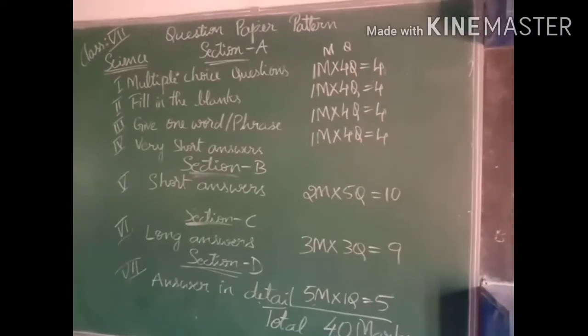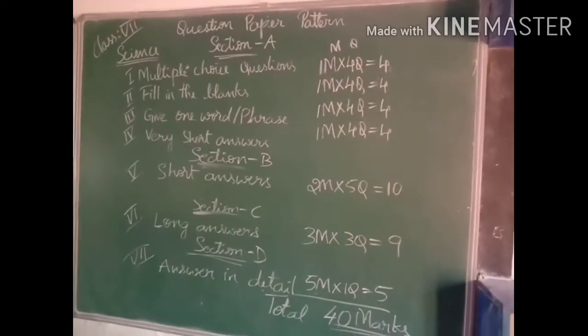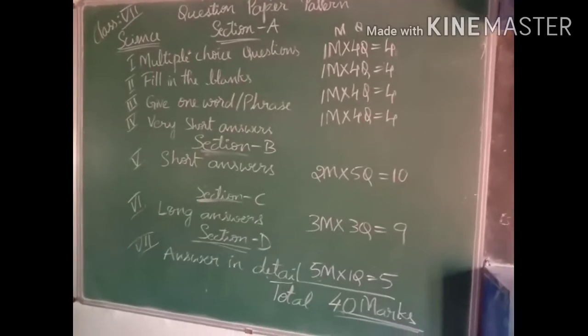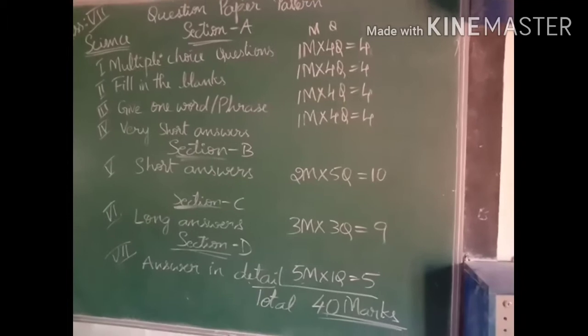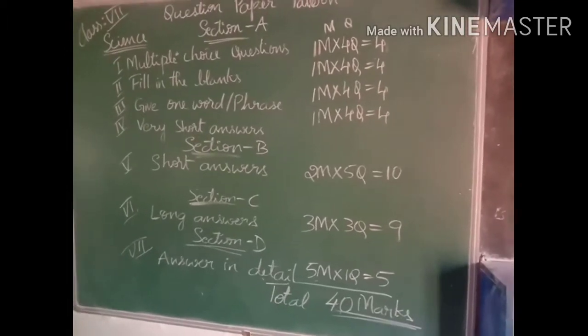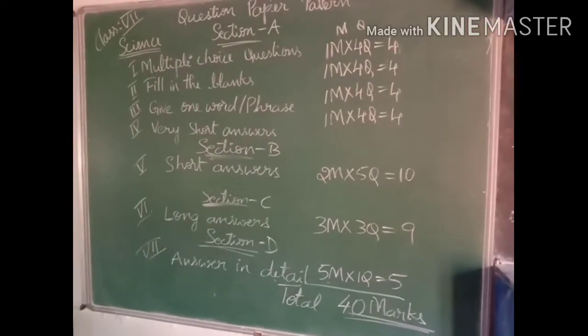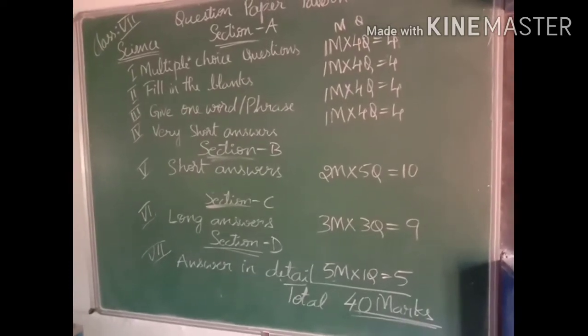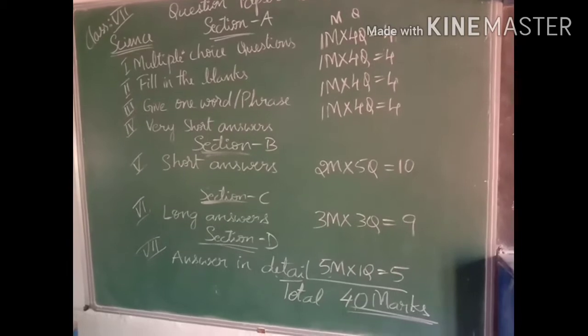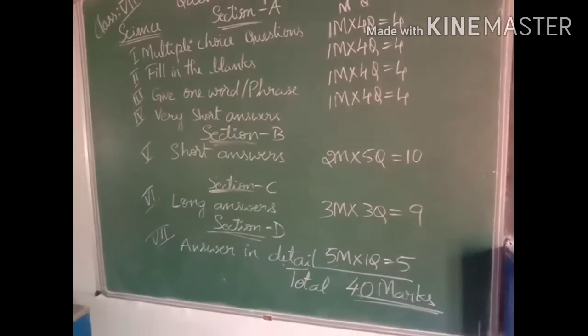Here we are conducting the midterm exam for 40 marks. So how many sections can you see? You can see there are 4 sections: Section A, Section B, Section C and Section D. In Section A, you can see the Roman numbers. In Section A, there are various types of questions.